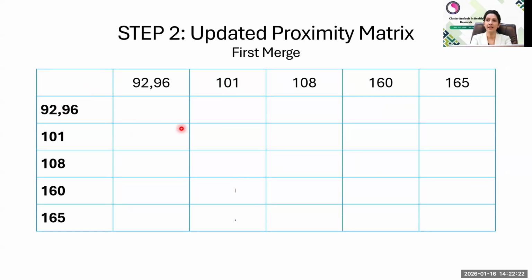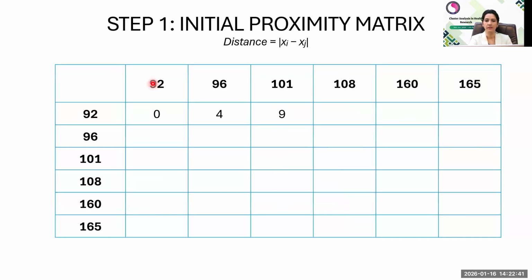Now I will again write the distances and measure the distance. So what will be the distance between 92 and 96? No, they are the same cluster now, I am doing the clustering. It's the value actually. If you go back, yeah, I'll go back.